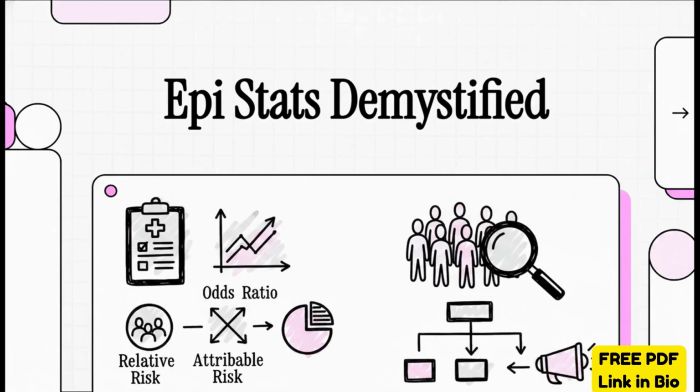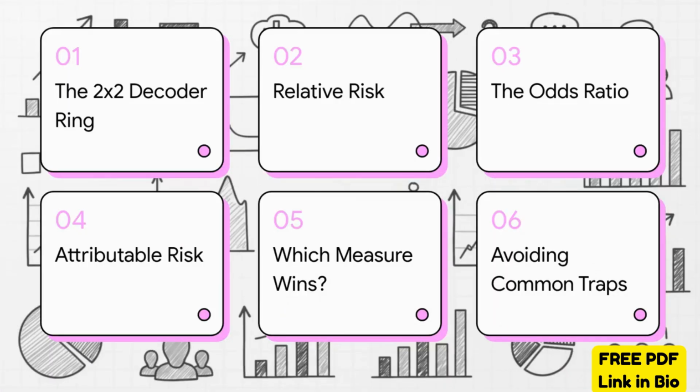We're going to break down relative risk, the odds ratio, and attributable risk. And by the end of this, you won't just know how to read these numbers, you're going to know what they actually mean for real people. Here's our roadmap for today. We'll start with the 2x2 decoder ring, move into understanding relative risk, break down the odds ratio, look at attributable risk, figure out which measure wins, and finally, wrap up by avoiding common traps. Let's get right into it.